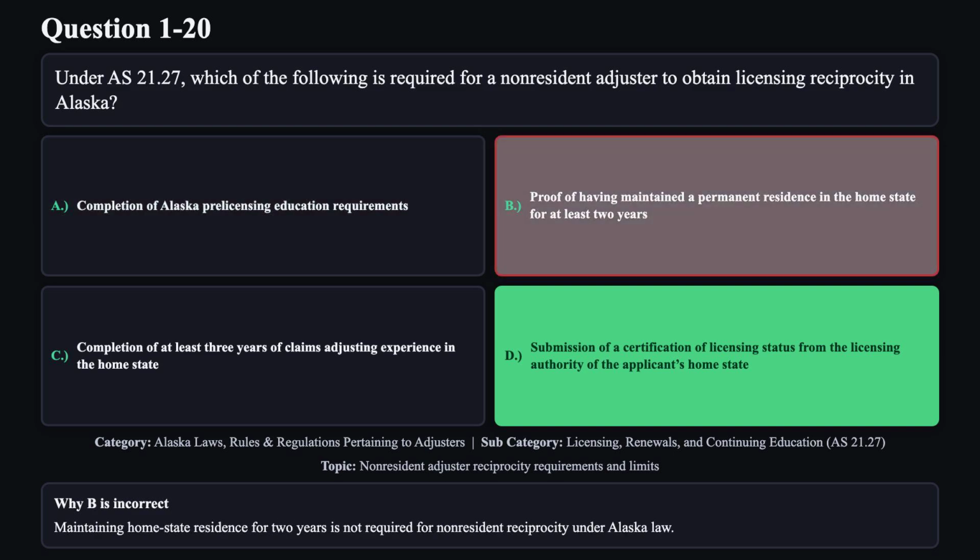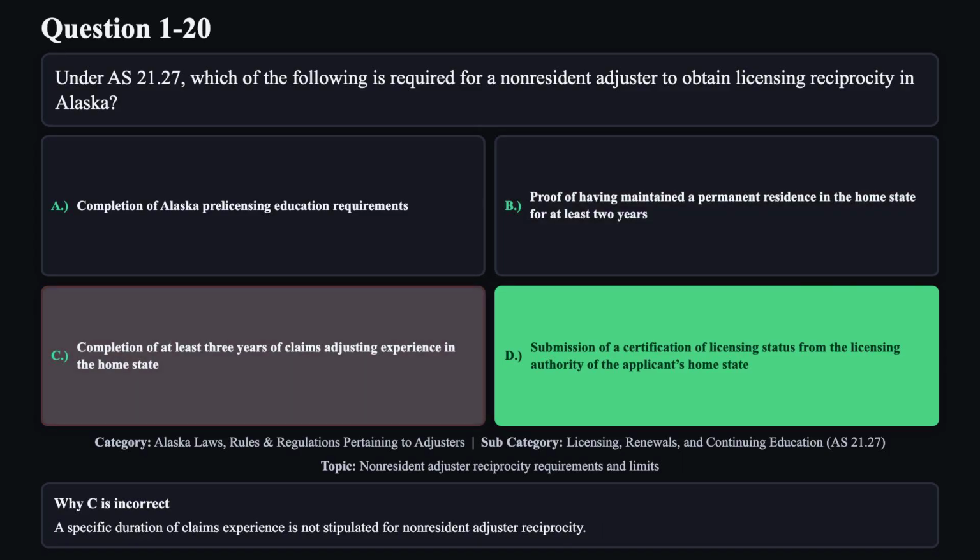Reason B is not correct. Maintaining home state residence for 2 years is not required for non-resident reciprocity under Alaska law. Reason C is not correct. A specific duration of claims experience is not stipulated for non-resident adjuster reciprocity.